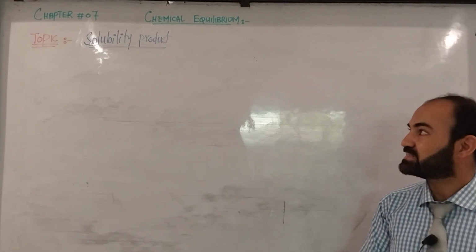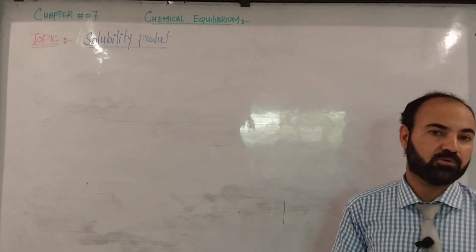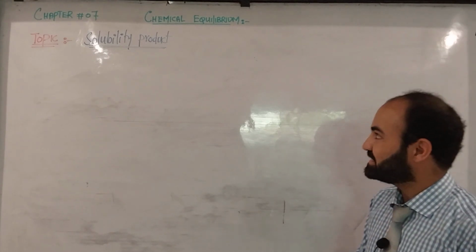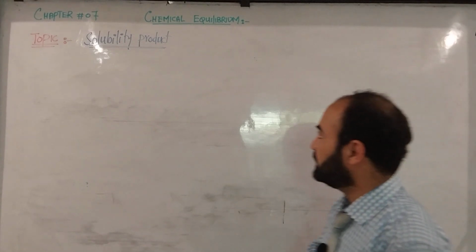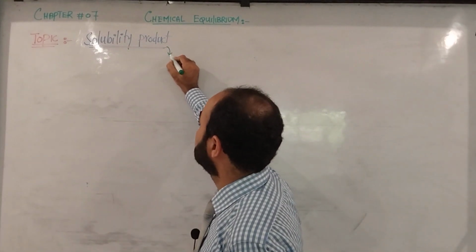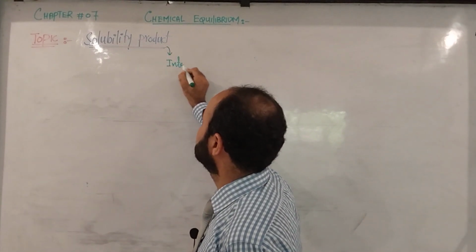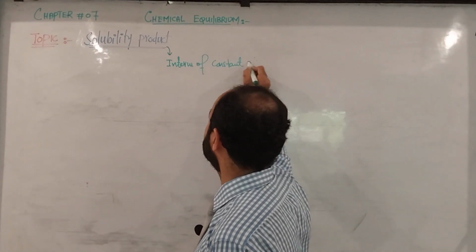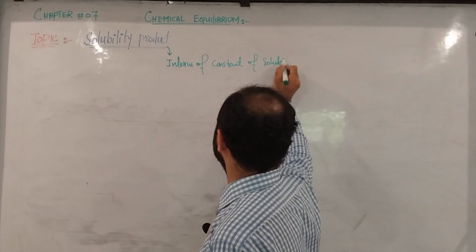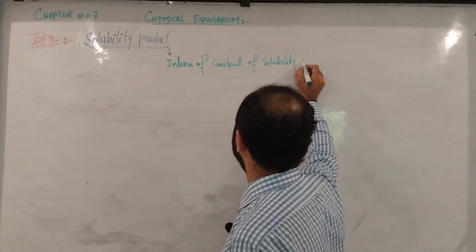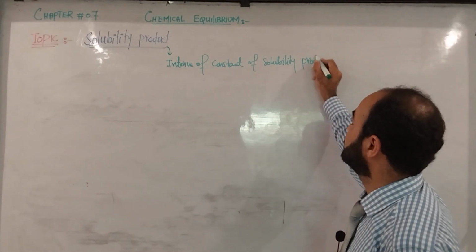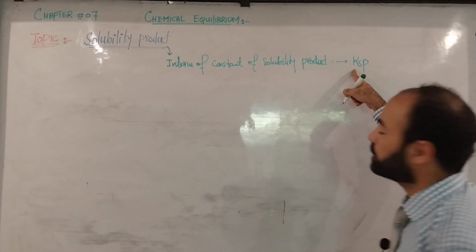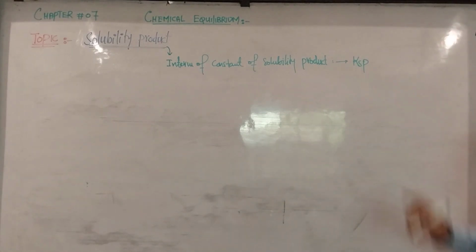Solubility product, a constant of solubility product. The expression, how can we represent it? So these solubility products will be explained in terms of the constant of the solubility product, which is represented as Ksp.